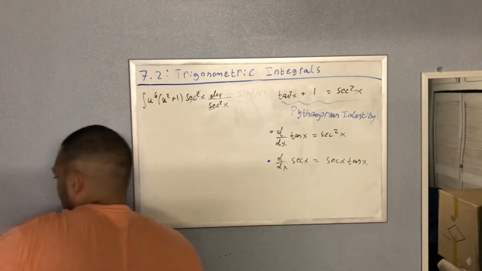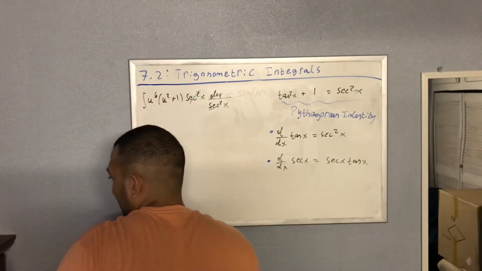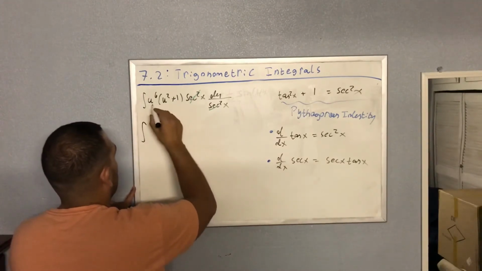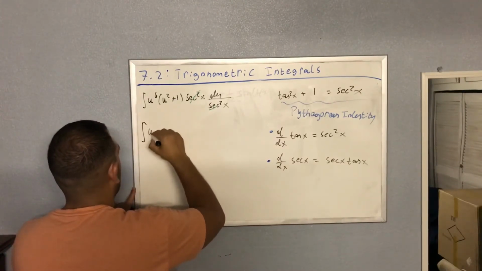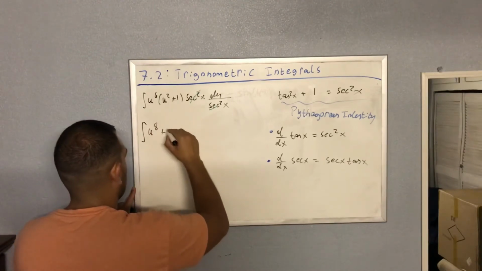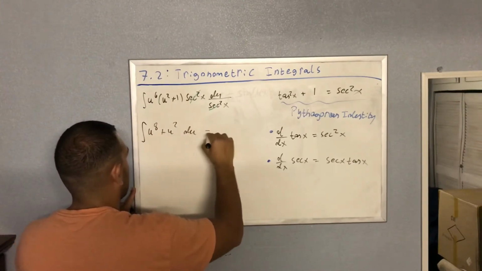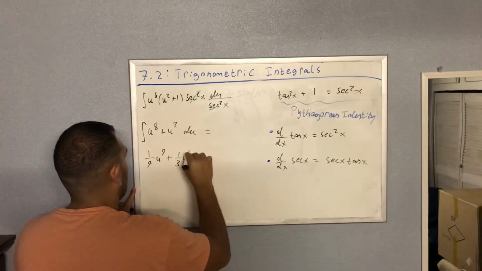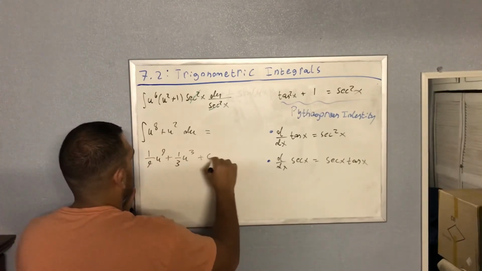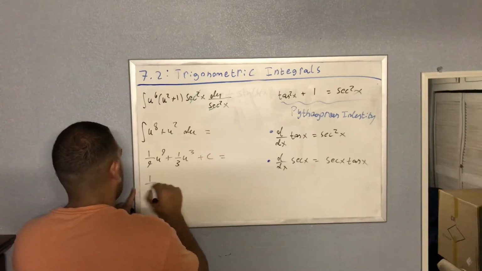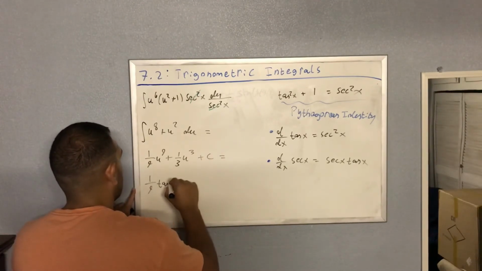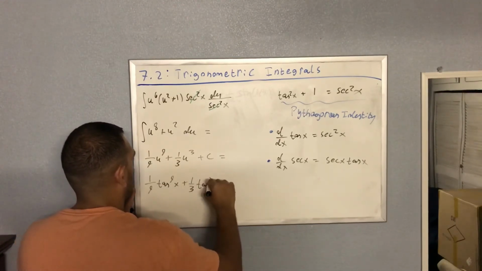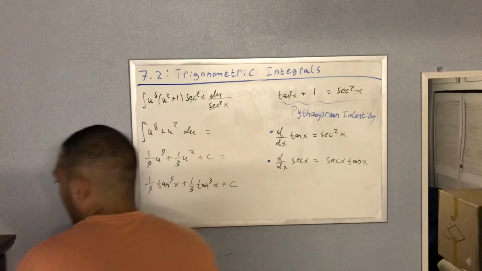And so now we have the integral of u to the 6 times u squared is u to the 8th, and then u to the 6 times 1 is this. So we're left with 1/9 u to the 9th plus 1/3 u to the 3rd plus c, and then substituting back, giving us tangent in these spots. And there we go.